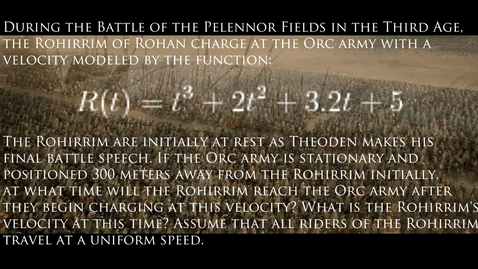If the Orc army is stationary and positioned 300 meters away from the Rohirrim initially, at what time will the Rohirrim reach the Orc army after they begin charging at this velocity? What is the Rohirrim's velocity at this time? Assume that all riders of the Rohirrim travel at a uniform speed.